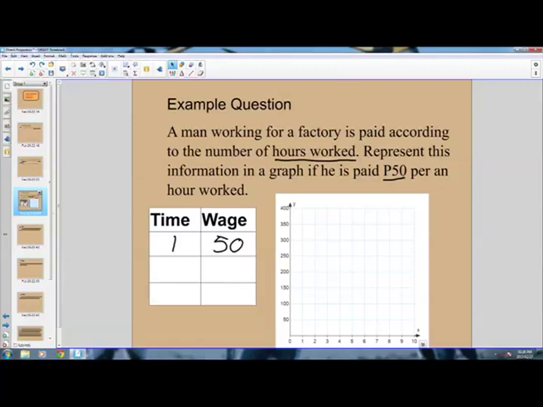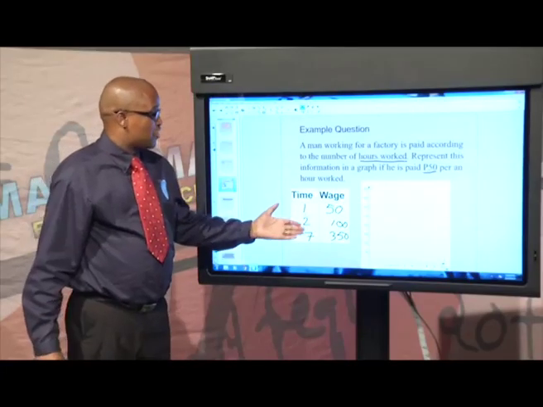And then what if he works for 2 hours? It will be 2 times 50, giving us 100. And then, what if this man works for, say, 7 hours? That will be 7 times 50, where 7 is the number of hours, and then the wage will be 350. 7 times 50 is 350. This is what we have. We will now represent this information in our graph here.